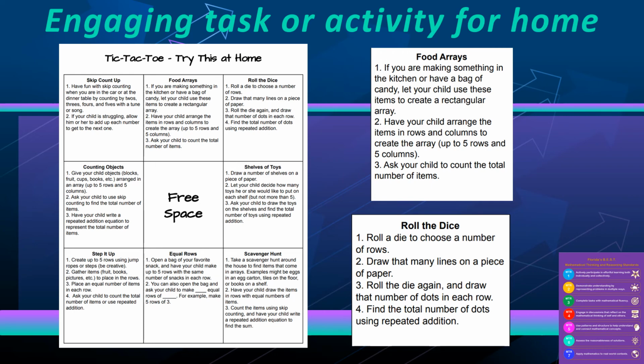Roll the dice. Roll a dice to choose a number of rows and then draw the corresponding picture. Roll the die again to draw how many dots are going to go in each row. Find the total number of dots using repeated addition. These activities also connect to MTRs.